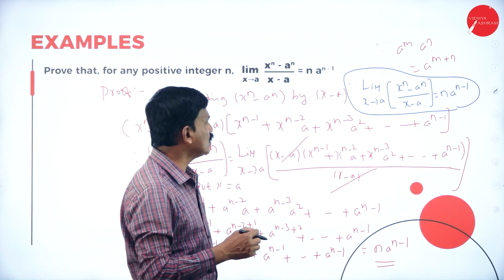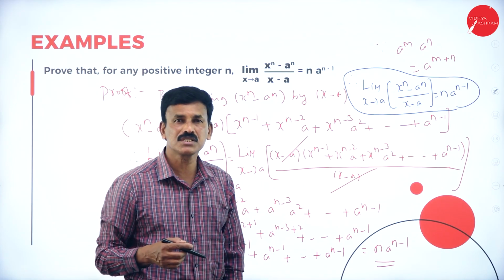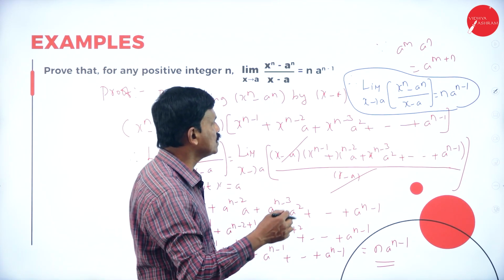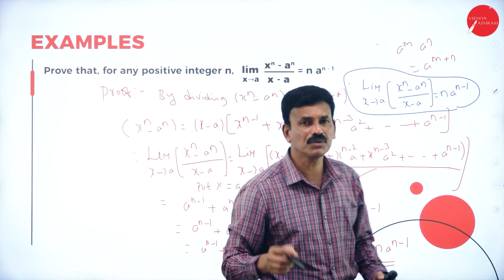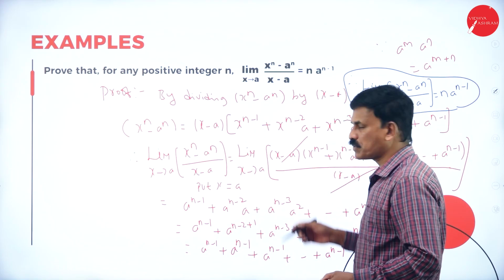For all the rational values of n, x raised to n minus a raised to n by x minus a, when limit x tends to a, is always equal to n a to the power of n minus 1. Very, very important formula indeed. Now, move on to the problems based on this.